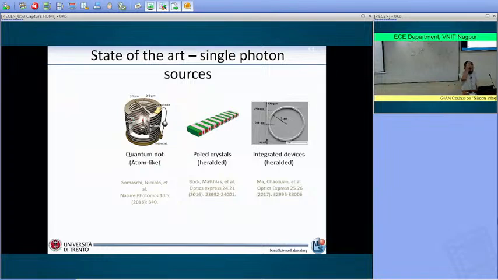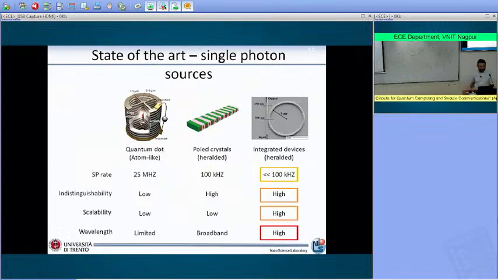So what is the state of the art? This is the state of the art of the single photon sources. We have quantum dot atom-like sources that were initially demonstrated 10 years ago. Then we have heralded photon sources that were also demonstrated a few years ago. And as you will see, one kind of device used to make these integrated devices with the heralding concept is the microring resonator.